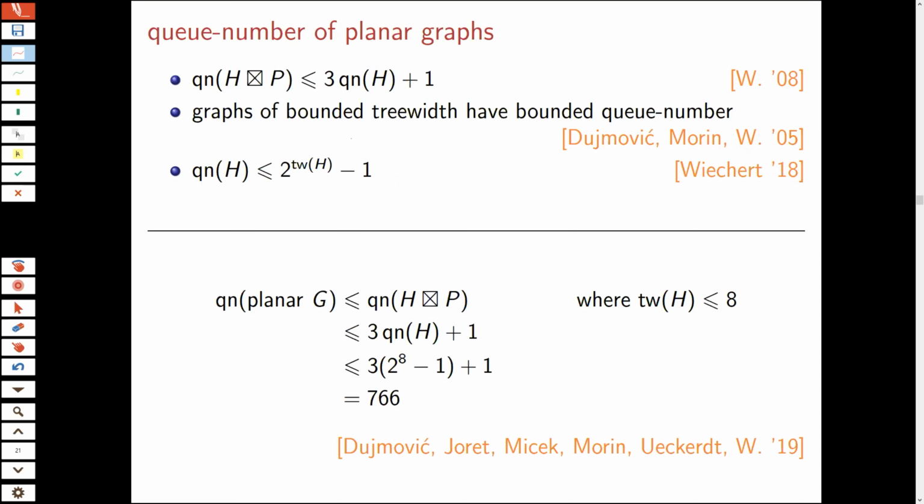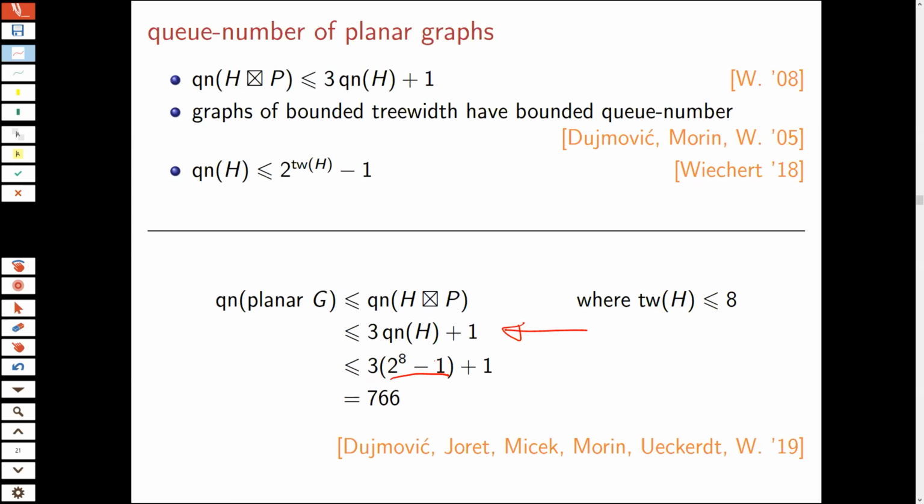Take your favorite planar graph G. We know G is a subgraph of H times P for some tree width 8 graph. By the first lemma, we get this is at most 3 times the Q number of H plus 1. H is bounded tree width, so the Q number of H is at most 2 to the 8 minus 1, times 3 plus 1. That's 766, and that's a constant. So that solves the problem of Heath, Leighton, and Rosenberg.